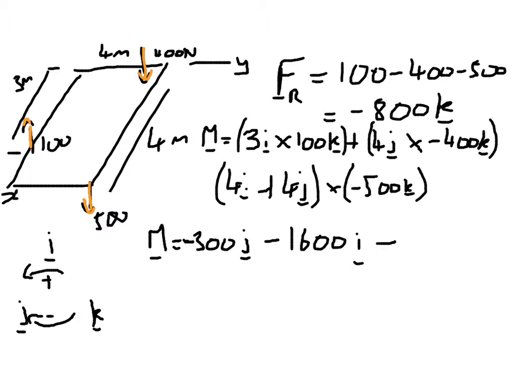So 4 times minus 500 minus 2000. I crossed with a k, so if we follow that round, i to k, we're going in the negative direction, so it's going to be plus, because we're changing the sign, and it will come out as a j. And then my final part, we're doing 4 times minus 500, which is minus 2000. And we're doing j crossed with a k, going in the positive direction, so we don't change the sign, and it comes out as an i. So that's my moment as a vector.